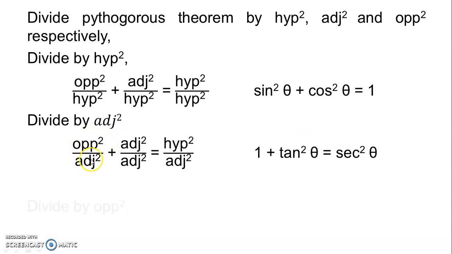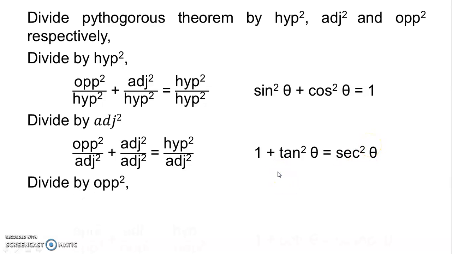Then we will divide by adjacent square. Opposite square by adjacent square plus adjacent square by adjacent square is equal to hypotenuse square by adjacent square. Then your adjacent square by adjacent square will be equal to 1, and we already know that your opposite by adjacent is your tan theta. So opposite square by adjacent square will be written as tan square theta, and your hypotenuse by adjacent is your secant theta. So hypotenuse square by adjacent square will be written as secant square theta.